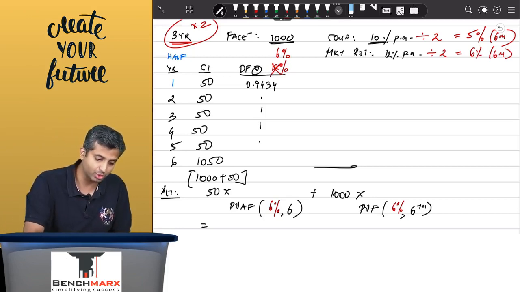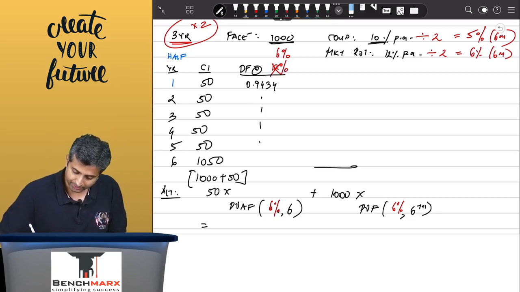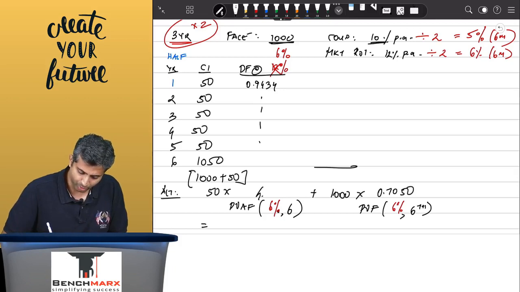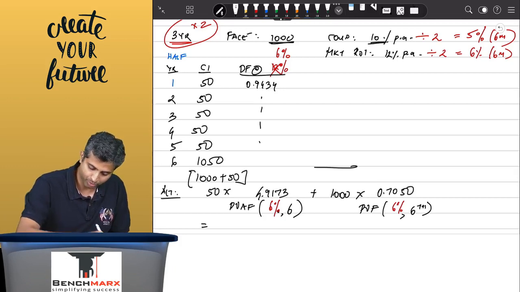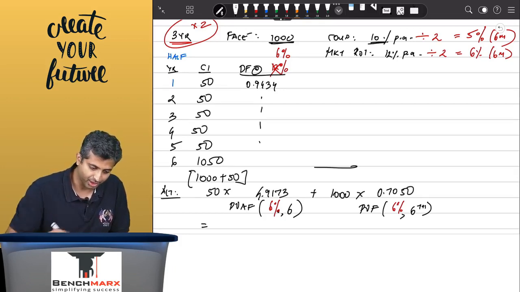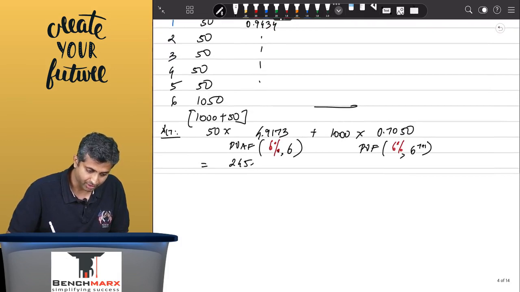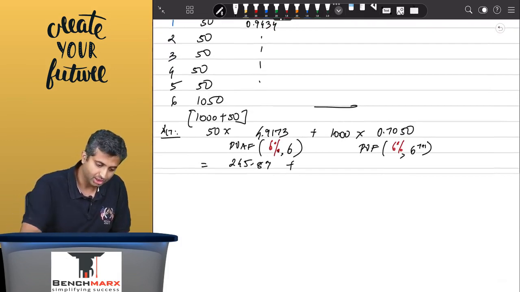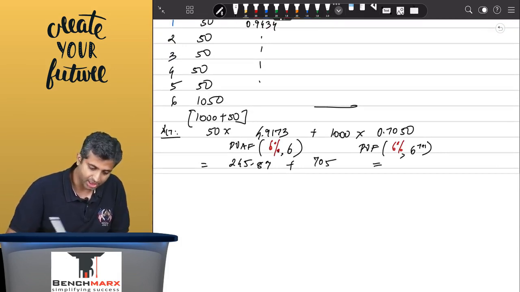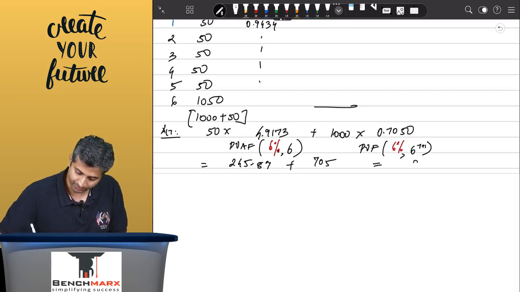So this is 1 divided by 1.06, 1, 2, 3, 4, 5, 6. So this is, let us say, 0.7050 approximately, and then grand total, this is 4.9173, and hence we take 50 into 4.9173 m plus, this is 245.87 plus 1000 into 0.705 m plus, this is 705, and hence your total comes to 950.87. So this is 950.87. This will be your total.